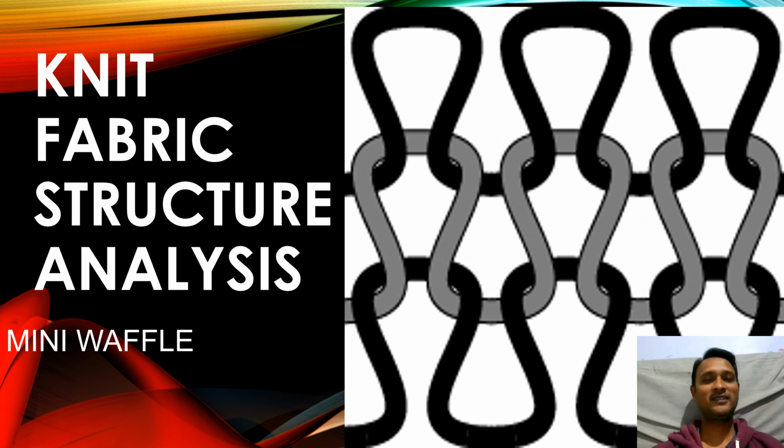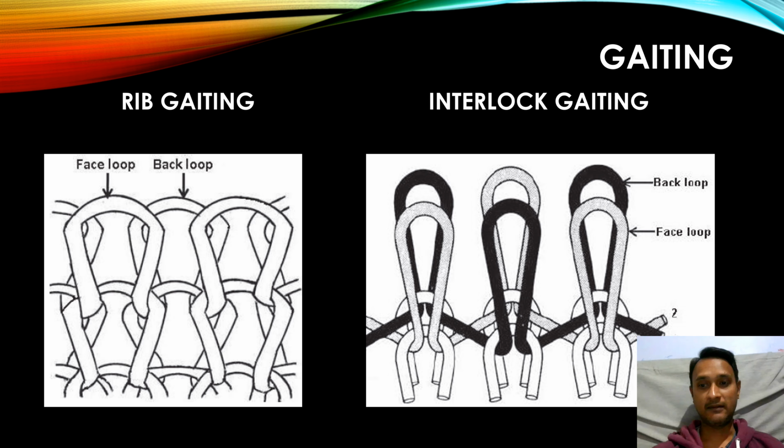In this video, we are going to learn about knit fabric structure analysis of a mini waffle fabric. It is basically a derivative structure of 1 by 1 rib fabric. Before we start our analysis of any double jersey fabrics, we need to understand whether that particular fabric quality is knitted using a rib gating or an interlock gating.